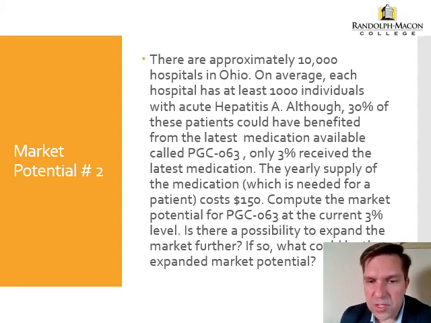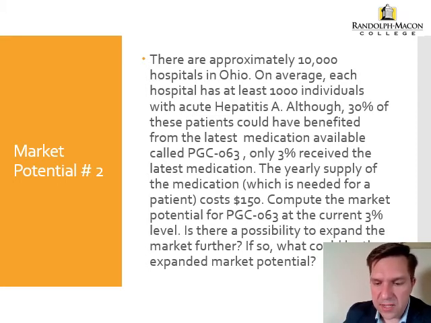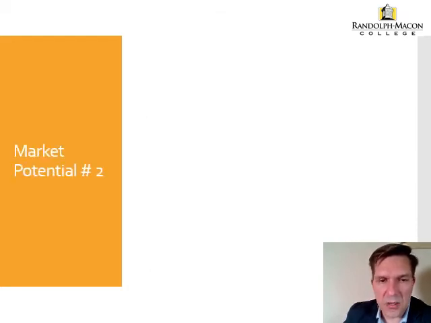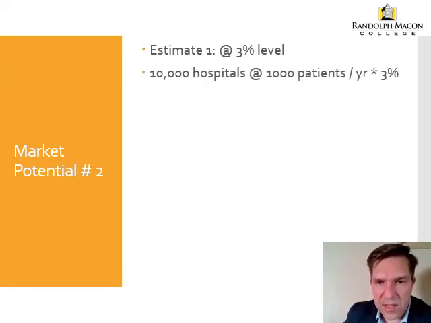So that's how much we're selling it for. Now what we need to know is what is the market potential for this particular drug in Ohio, if in the future we maintain that 3% penetration level. Penetration level means what percentage of the potential users are actually using that medicine. Okay, so let's break it down. At a 3% prescription level, you have 10,000 hospitals. Each hospital has 1,000 patients, but only 3% of those patients are getting prescribed the medication.